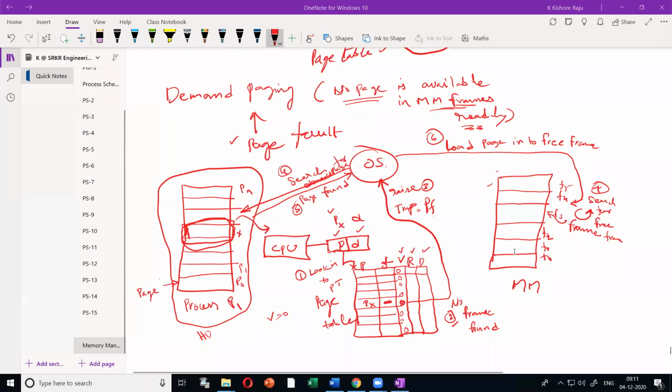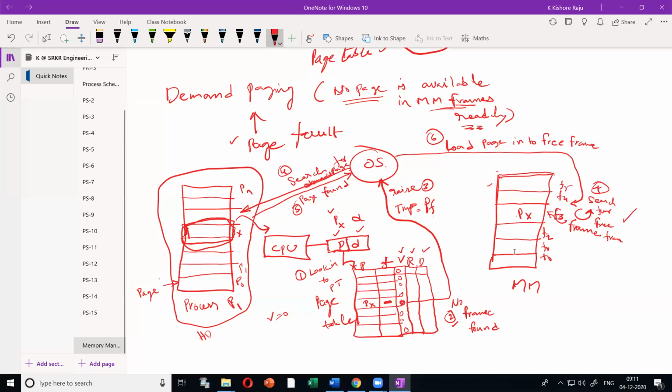Once you want to load the page into the free frame, next, seventh step, you have to first search for the free frame. Initially all the frames are free, so it will identify one of the frames, for example F3. So Px is loaded into F3.